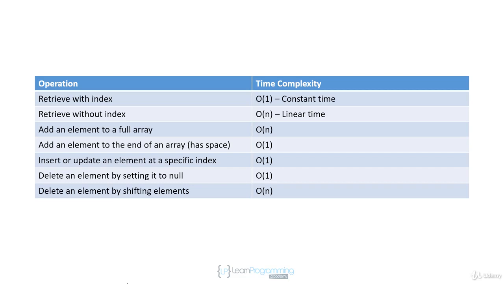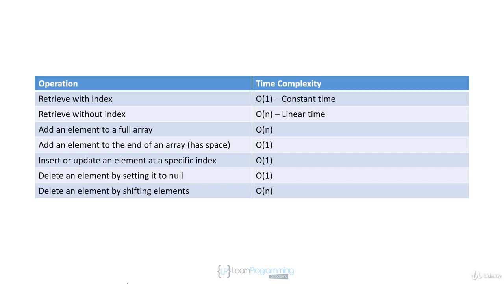And the same thing if we want to insert or update an element at a specific index. We can do that in constant time because if we have the index, we can jump right to the memory location. Now, if we want to delete an element, and we're going to delete it by just setting it to null, or in the case of integers, 0 or -1 or something like that, we can also do that in constant time because all we have to do, if we have the index, is jump right to the memory location.